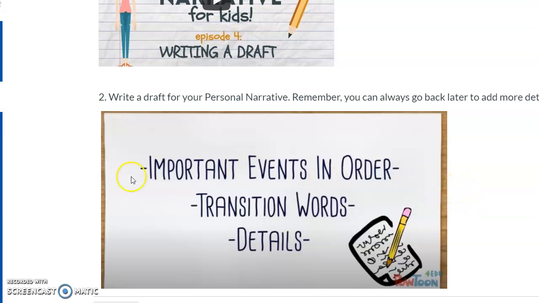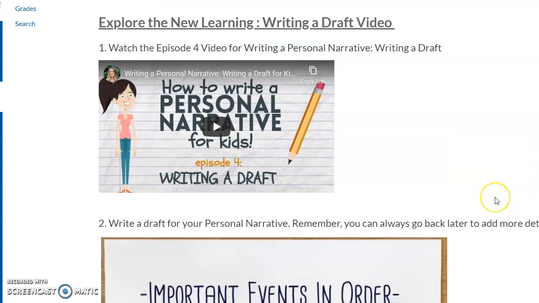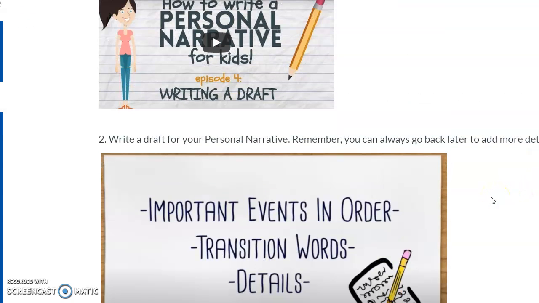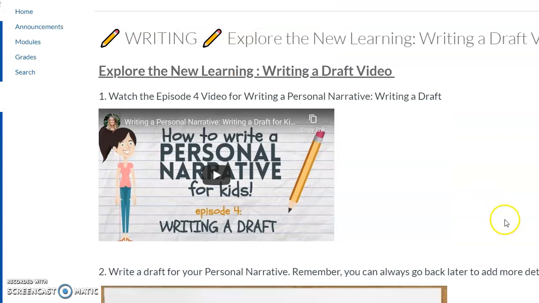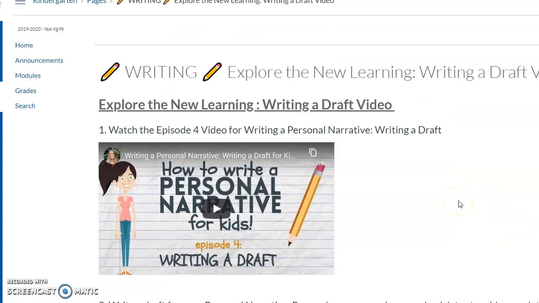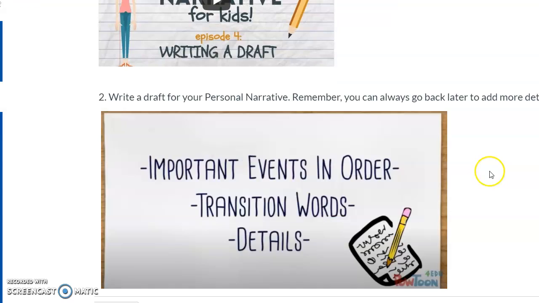You want to use, it says, important events in order. So you want to use those words like first, second, next, last, finally. You want to use those transition words. And you're just saving it on a piece of paper. There's nothing that needs to be submitted for this because we're going to be doing something else with it tomorrow. So let's go to the next one.